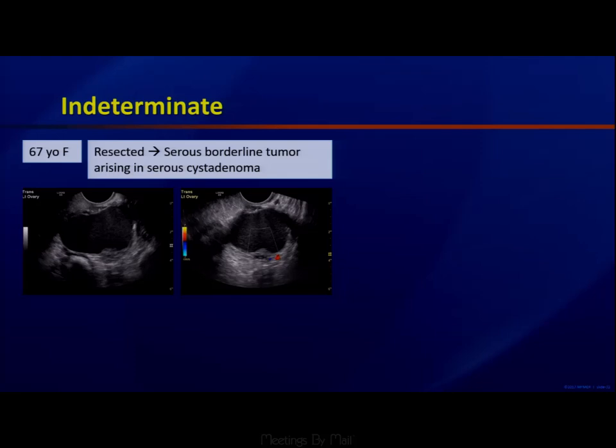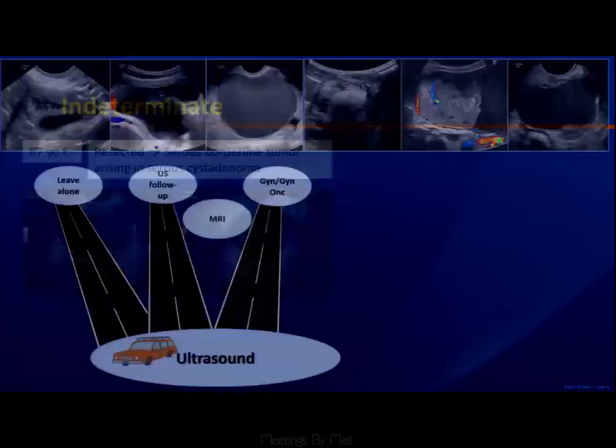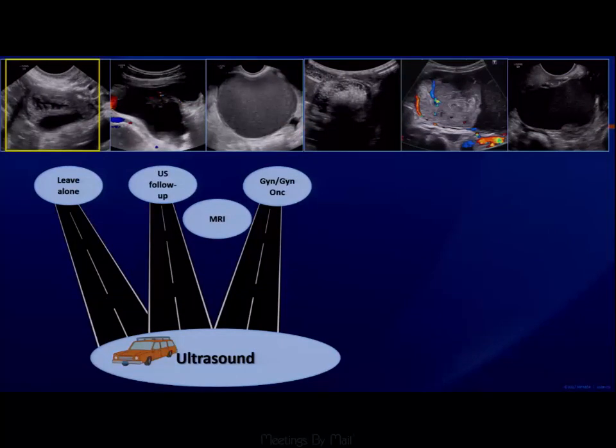This one actually went to resection. She was older, postmenopausal. This was serous borderline tumor in a cystadenoma. So we've seen some great cases today, crenulated corpus luteum and the peritoneal inclusion cyst, as well as others that you all are familiar with here, including the indeterminate cases.